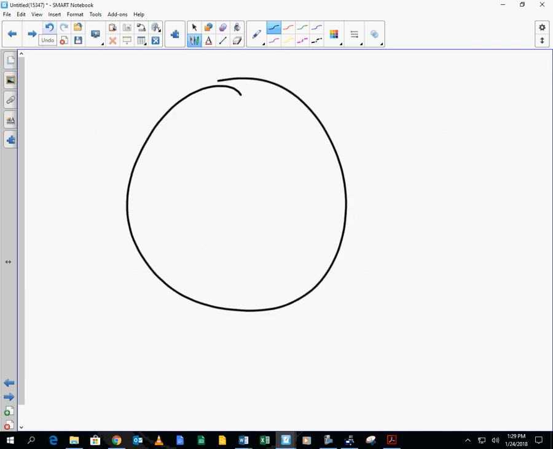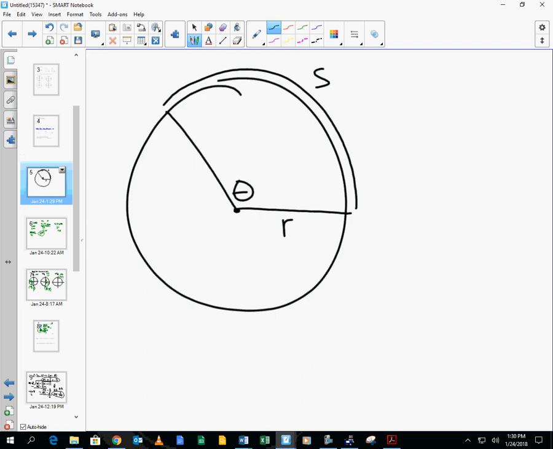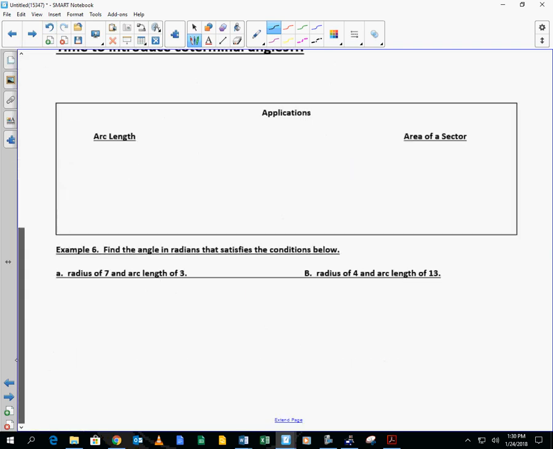Back in geometry, you learned that if you had a circle with a specific radius and an angle, that angle helped create an arc. And we talked about arc length. The variable for arc length that we're going to use is S. And today you're going to apply your knowledge of radians to help you out. One of the classic applications is arc length.